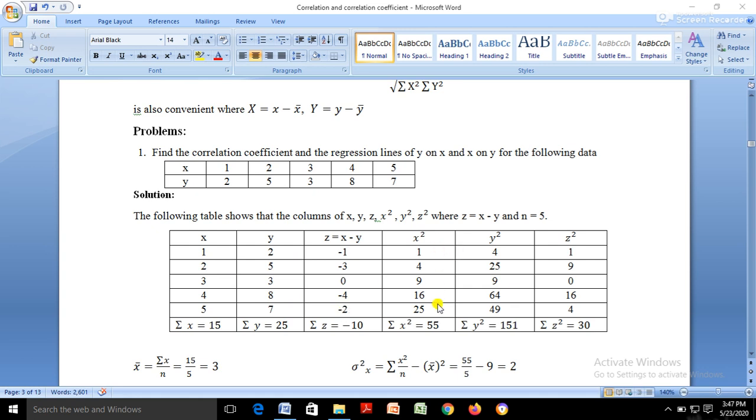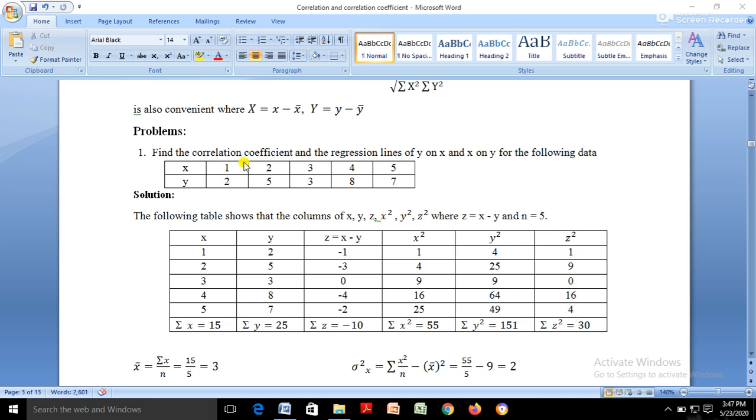Next column is x square. So square this, you get 1, 4, 9, 16, 25. Next column is y square. Square the y, you get 4, 25, 9, 64, 49. And last is z square. Square this, we get 1, 9, 0, 16, 4.